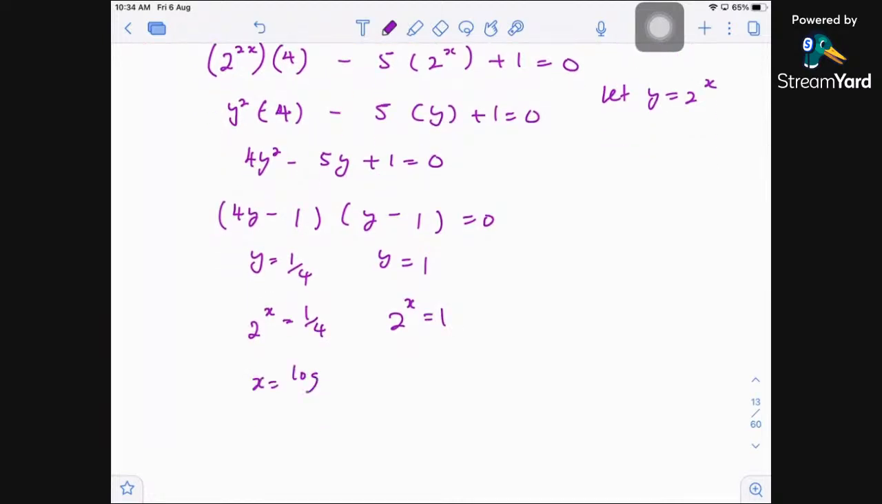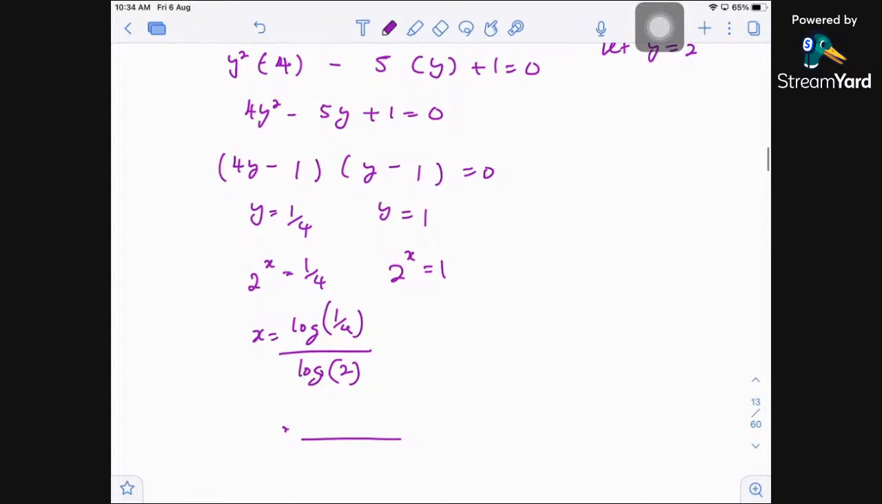X ini, kalau you feel very hard, just press like this lah. Press in your calculator. If you want to compare, it's very hard for you. You press in your calculator, you straight away get negative 2. Here also can. X equals to log 1 divided by log 2. I'm very sure the answer is 0.